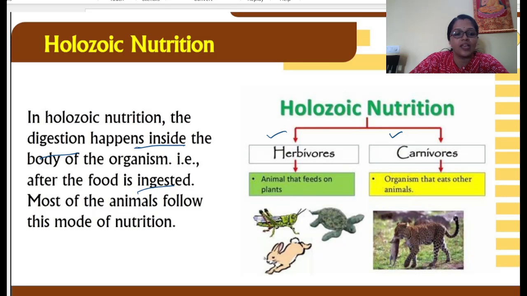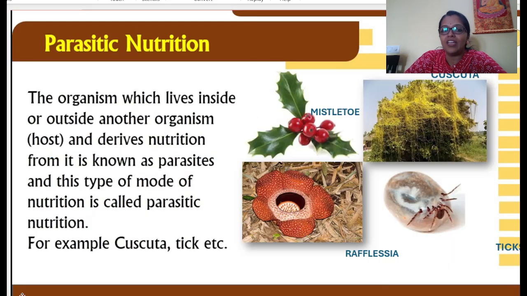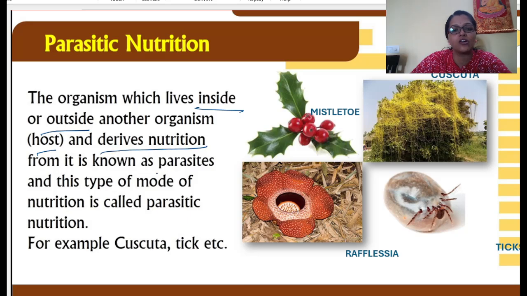The next is parasitic, which is very, very important, children. I have given enough examples here to make it clear to you. The organisms which live inside or outside, this is very important, inside or outside the organism or the host, and derive their nutrition from it are called parasites. The one which lives inside is called an endoparasite, and the one which lives outside is called an ectoparasite. These are the two types of parasites. This mode of nutrition is parasitic.